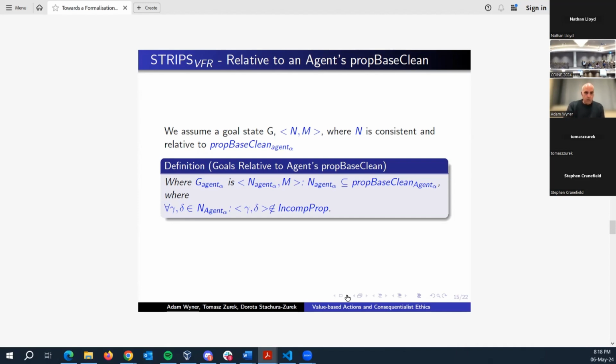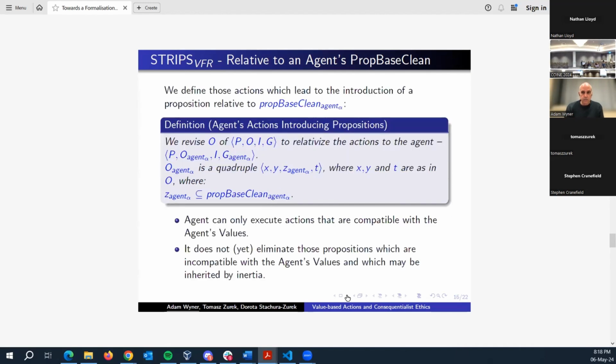So when we have the goals relative to an agent, the goals that need to be made true are a subset of the agent's prop-based clean. That is, propositions that are most compatible with the agent's goal values. And we also assume that the end state is consistent. Next slide, please.